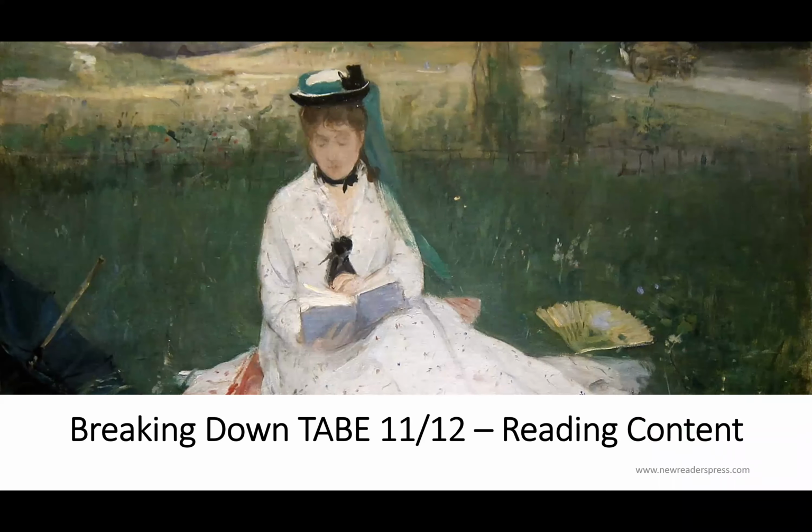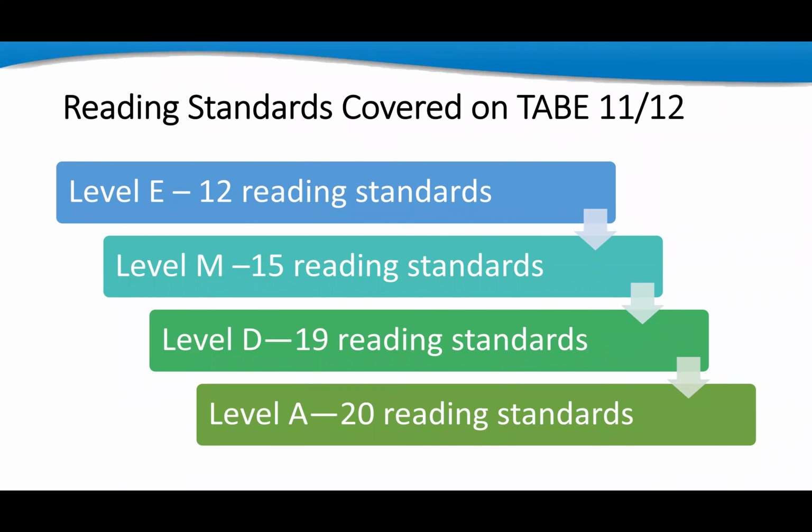Let's take a look at the reading standards and the skills under the reading content. As we look at the reading standards, you're going to see that there are 12 reading standards for level E, 15 for level M, 19 for level D, and 20 for level A.